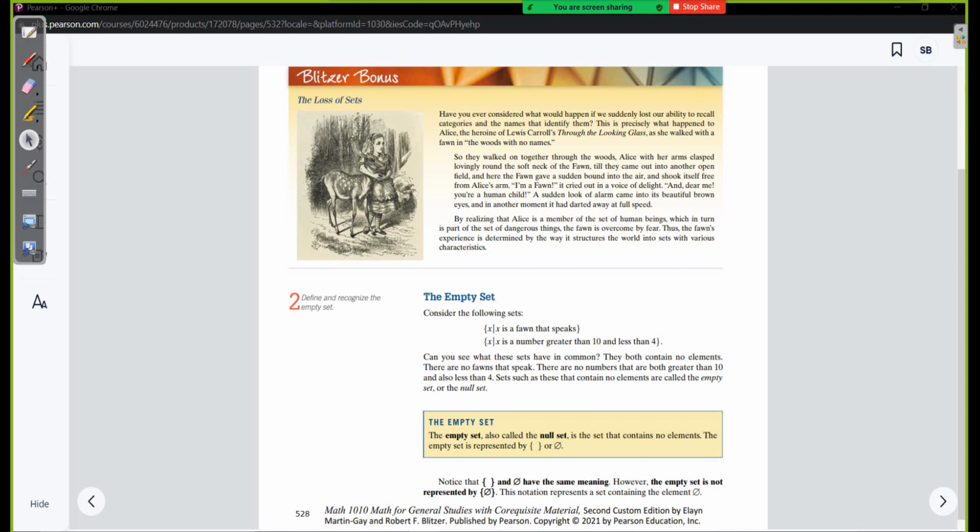Okay, next we're going to talk about the empty set. So consider the following sets. x such that x is a fawn that speaks. I don't really know too many fawns that speak. And x such that x is a number greater than 10 and less than 4. By the way, this fawn speaking thing has to do with the Blitzer bonus, which talks about, I guess, Alice, I forget. But that's where we get the fawn from. Anyways, x such that x is a number greater than 10 and less than 4.